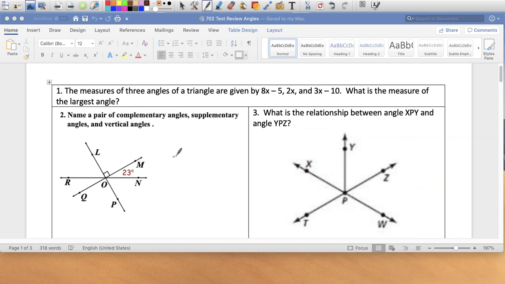Name a pair complementary. A pair complementary, two angles that add up to, what do you call, 90? Well, if this is your straight line right here, right? Straight line, and that's 90, which means this whole thing is 90. So there's my complementary pair: angle MON and angle NOP.